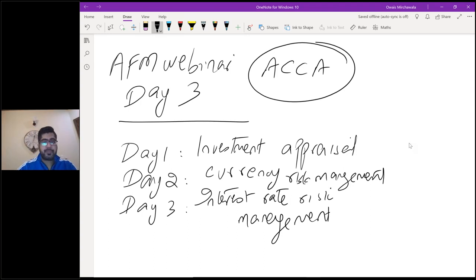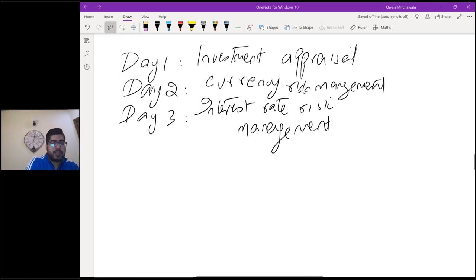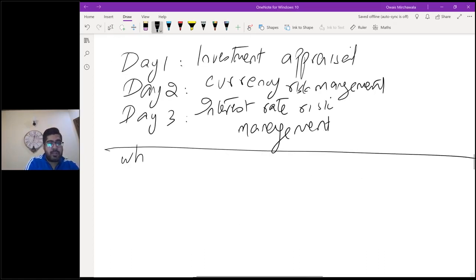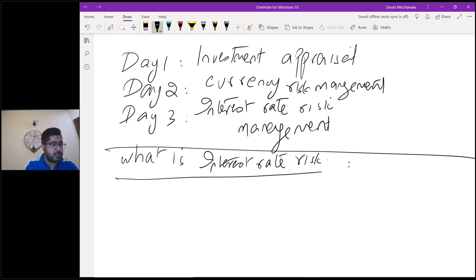So basically I want you all to get a detailed idea, before starting interest rate risk management, of what exactly interest rate risk is. Write down the definition of interest rate risk so that we can start.